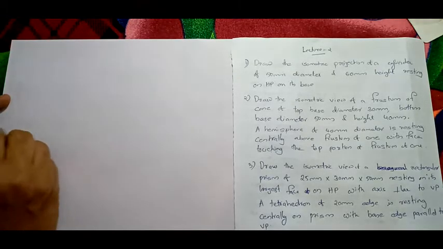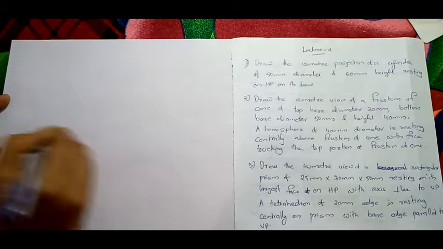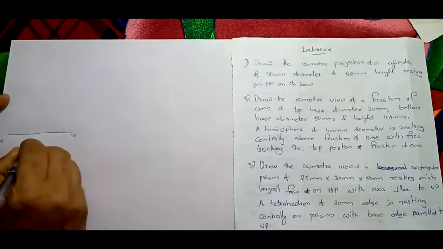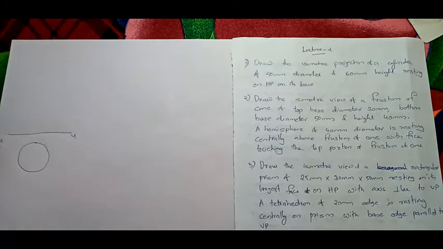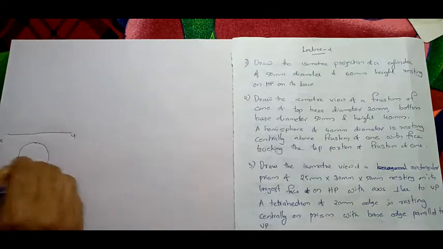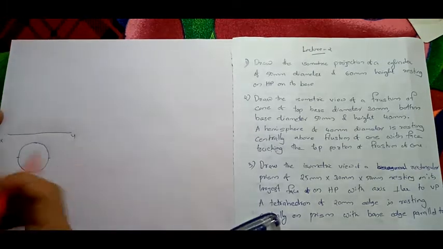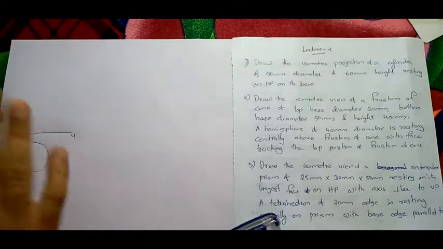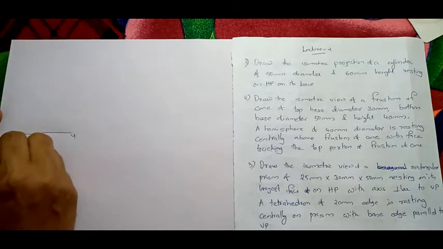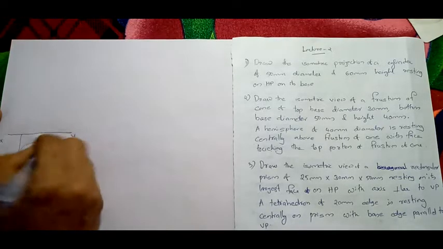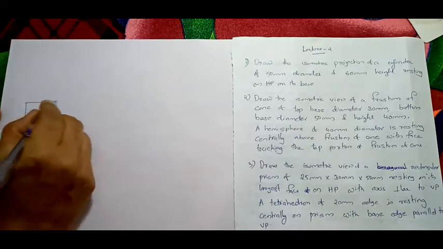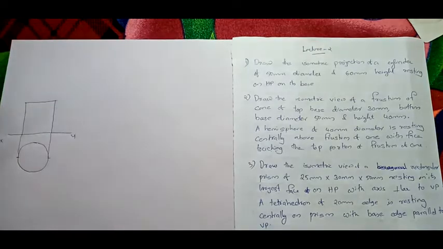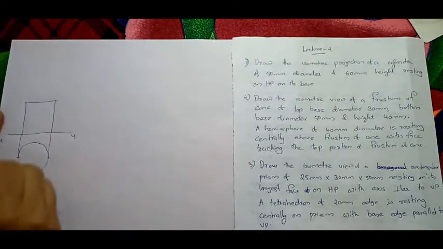So you know the front view and top view. It's very simple, right? We'll start from the top view. Top view is a circle of 50 mm diameter. Now dividing it into 8 equal parts. For this figure there is no need for division, so I'm just projecting. Height is given as 60 mm. So you have drawn the front view and top view.